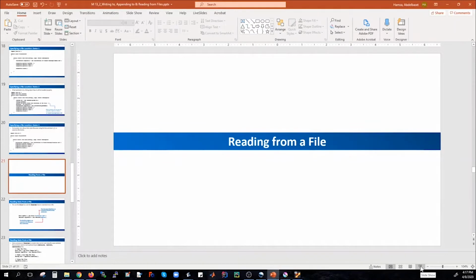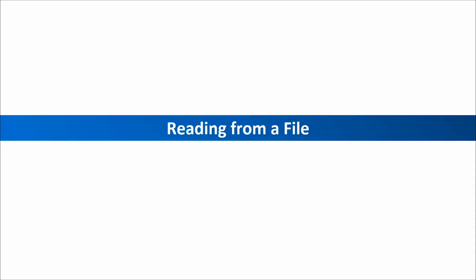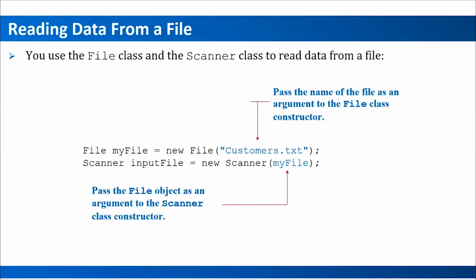So we learned how to specify the location of a file. We learned how to write to a file and how to append to a file. The last thing we want to learn when it comes to files is how to read from a file. To read from a file, the first thing you want to do is to create a file object.